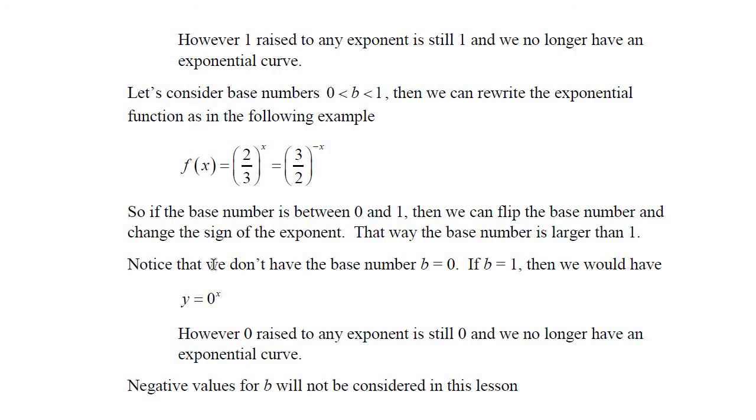Now notice that I don't have a base number of 0. If the base number happens to be 0, if I raise 0 to any exponent, 0 times 0 times 0, well, that's always 0. And I no longer have an exponential curve. And for this lesson, we will not consider negative values for the base number.